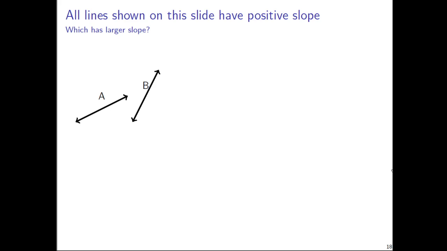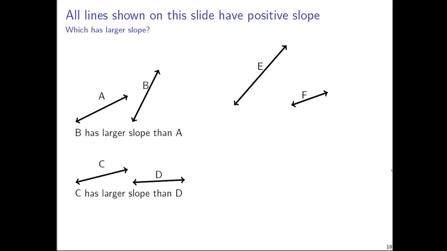Now, what I'd like to do is play a different kind of experiment here. All the lines that you're going to see on this slide have positive slope. So, between A and B, which has larger slope? B has larger slope than A, because B is steeper. Between C and D, which has larger slope? C has larger slope than D. What about E and F? Which has larger slope? E is steeper, so E has larger slope than F.